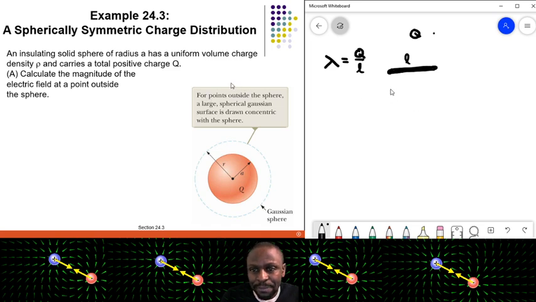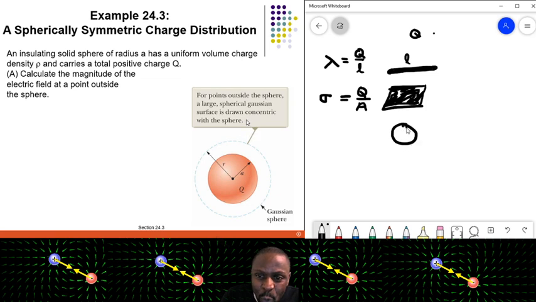Now, what will happen if this is actually on a surface? Say I have a surface here and this charge is spread through this surface area. In that case, we normally use sigma as the surface charge, and it's just charge per area. Now, what will happen if I have a sphere and the whole volume of the sphere is filled with this charge? That is what we call the charge density, rho, which is nothing else but Q divided by the volume. For this problem, this is what we are going to be using.